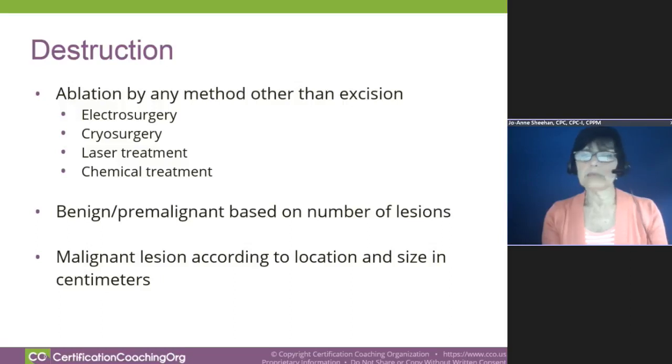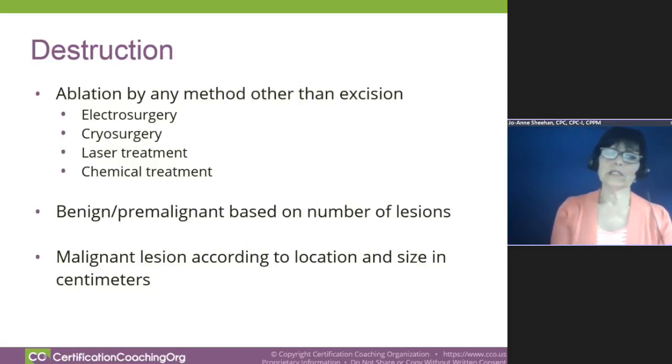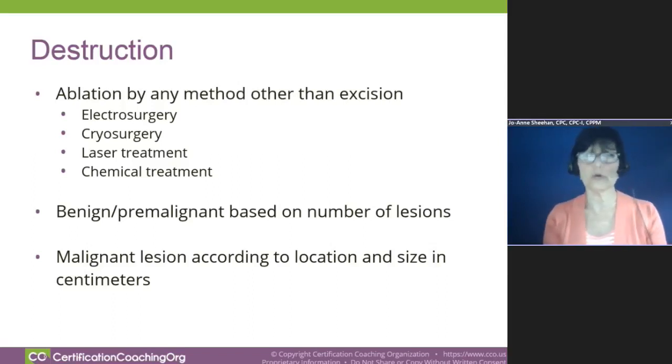Benign, pre-malignant based on the number of lesions. And you want to code the malignant lesion according to the location and size in centimeters. And again, malignant lesions do bring in more money, but it's not even the money as much as it's the accuracy in coding according to the pathology report.